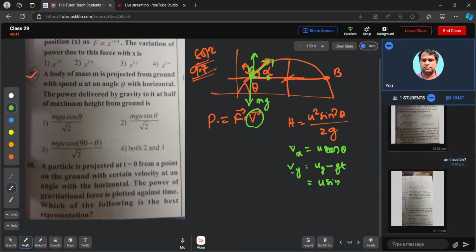v is u plus a t, right? a is minus g here. The object is moving upward, so acceleration due to gravity is minus g. Equation of motion v equal to u plus a t. But time we don't know, so better we use displacement. So vy square minus uy square is 2 a s.